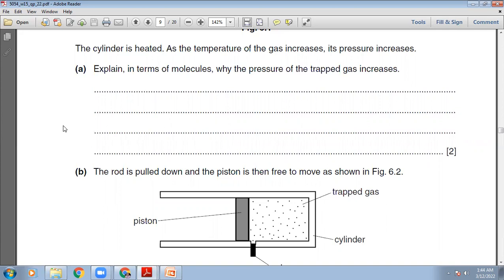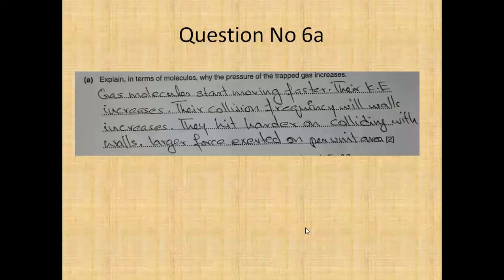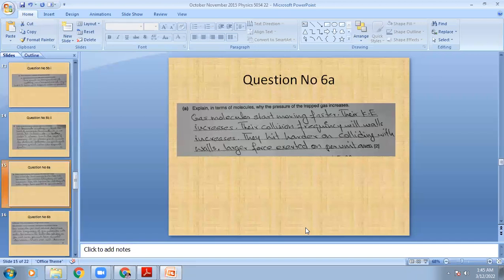They will be exerting more force when they collide with the walls of the container. So that's why the pressure per unit area exerted by the gas molecules will increase. So the pressure of the gas will increase. Let me show you my written answer. Gas molecules start moving faster. Their kinetic energy increases. Their collision frequency with walls increases. They hit harder on colliding with walls. Larger force exerted on per unit area. So that's the reason the pressure will increase.